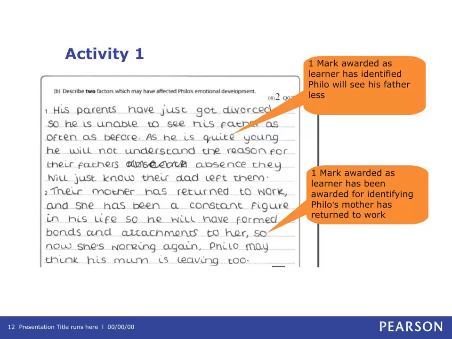This response has been awarded a total of 2 marks. 1 mark for identifying that Philo will not have so much contact with his father, and 1 further mark in the second example for his mother going back to work. Note that only 1 mark can be awarded in the first example, even though the learner has provided 2 reasons: divorce and inability to see his father.